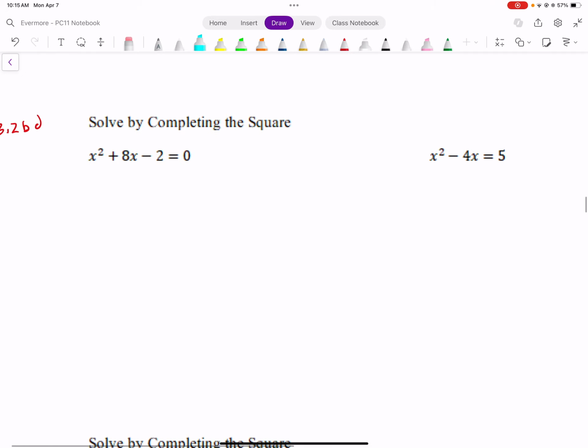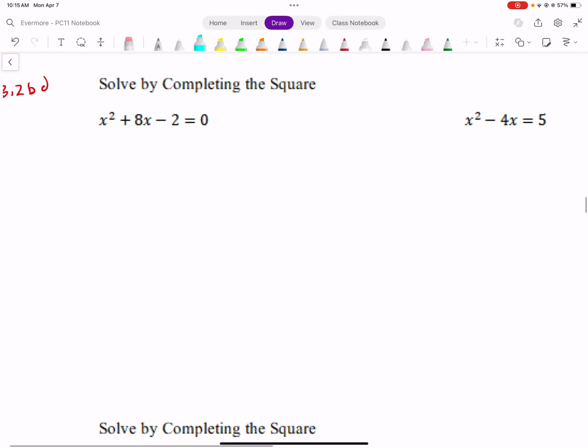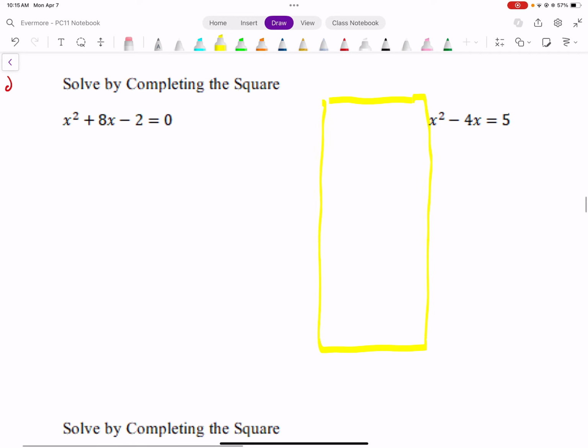So here we have it. I'm going to call this an aside. And this is my, if you want to call it, my junk work to help me solve this equation. This is the work that I do to the side to support my answer.